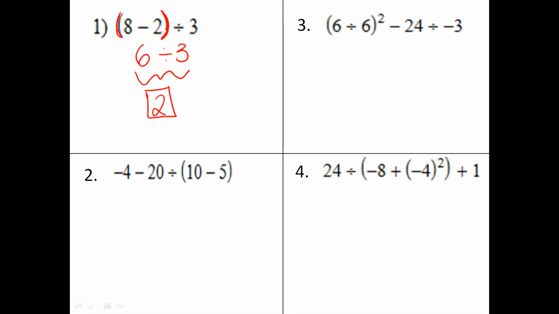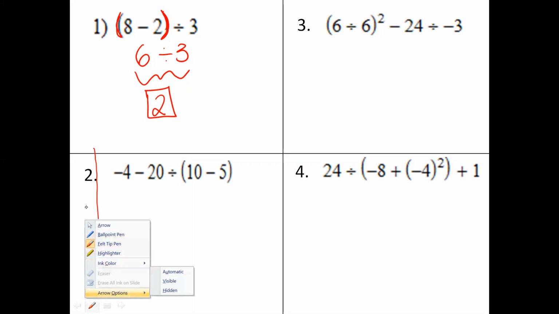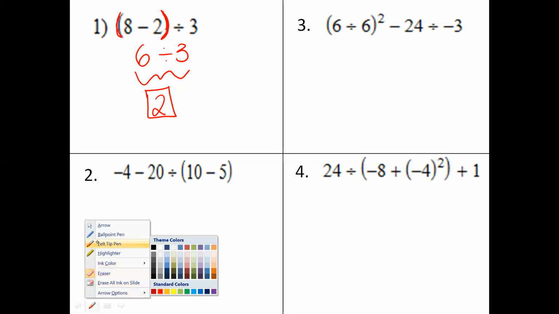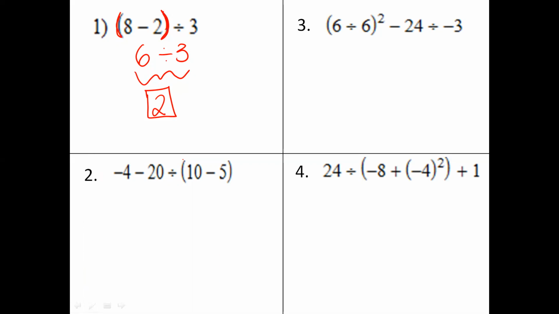The next one that we want to look at is this bottom one. And what we want to be able to do here is see that we got to be able to do the parentheses again. We're going to go ahead and do this, parentheses first. We want to do whatever's in the parentheses first. In this case, 10 minus 5 is 5. And I'm going to go ahead and rewrite everything again.